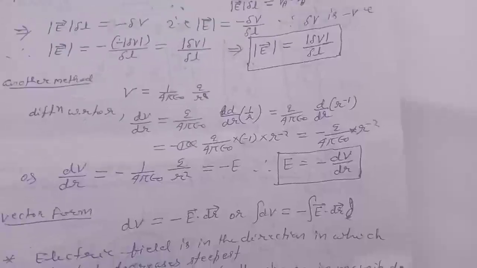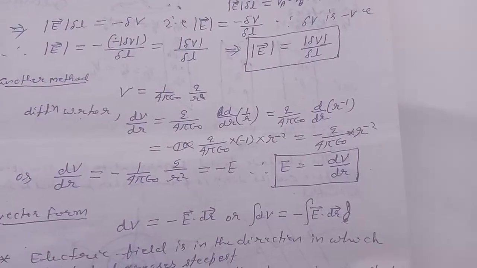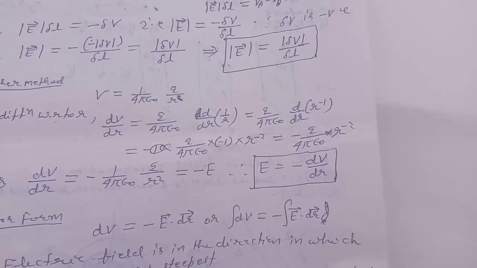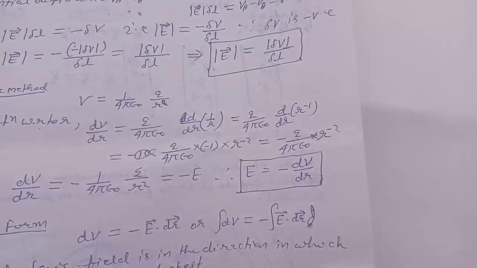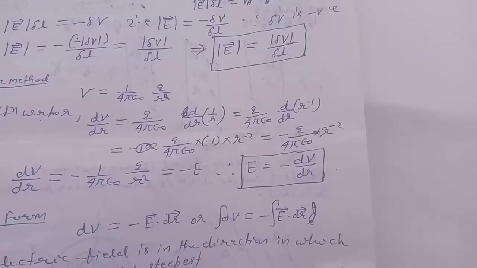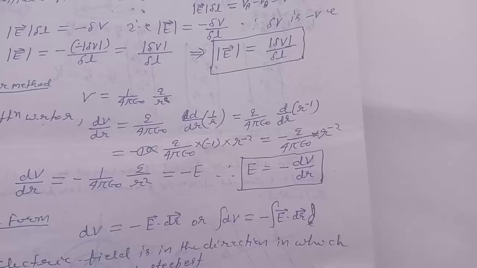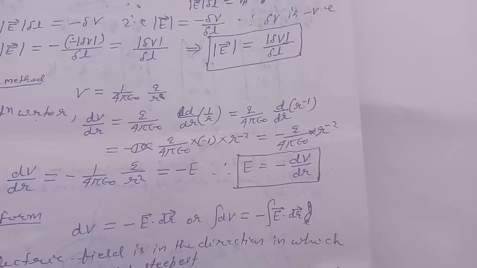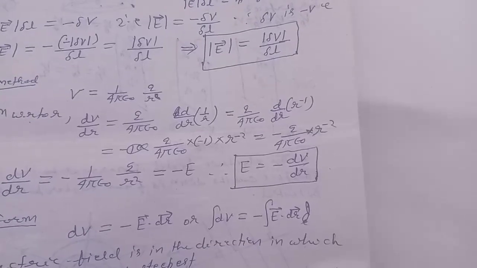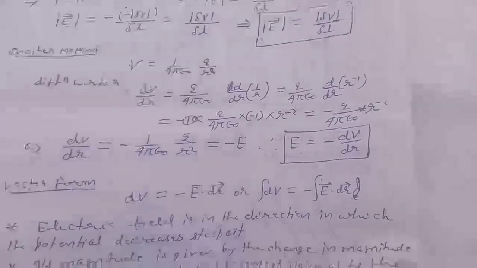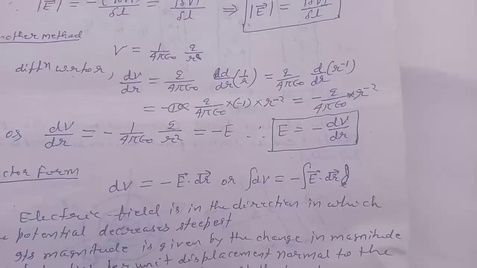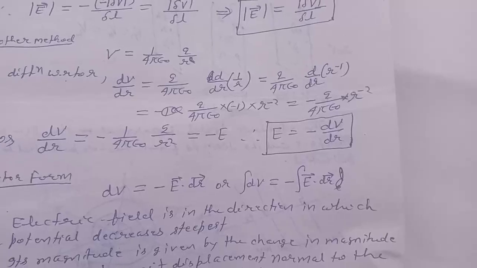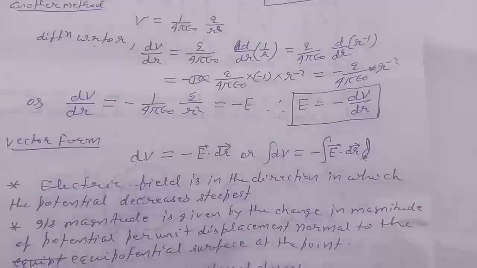Another method: V equals 1 by 4 pi epsilon naught Q by R. Differentiating with respect to R, dV by dr equals Q by 4 pi epsilon naught d by dr of 1 by R, equals Q by 4 pi epsilon naught d by dr of R to the power minus 1, equals Q by 4 pi epsilon naught into minus 1 into R to the power minus 2. So dV by dr equals minus Q by 4 pi epsilon naught into 1 by R square, which equals minus E. Hence E equals minus dV by dr.